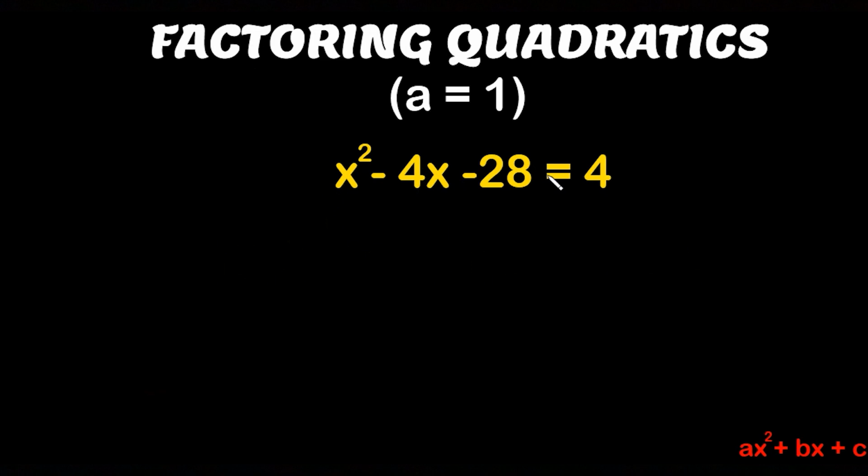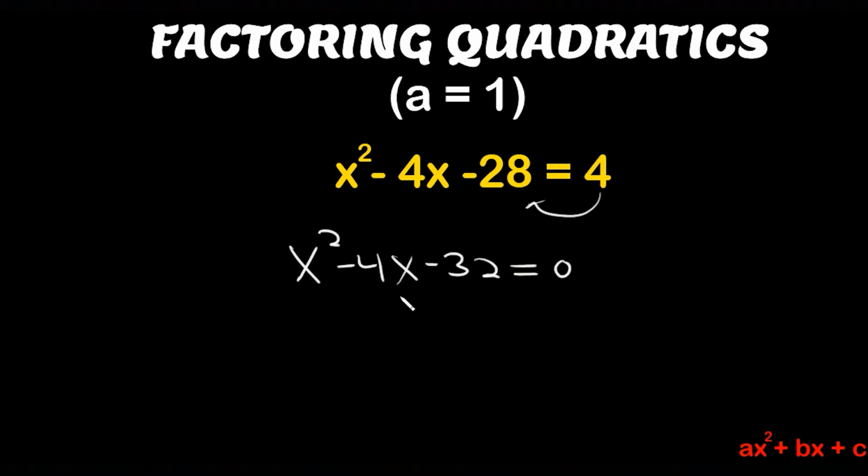Okay, so here's our next example, and I want to make sure it's set equal to 0, and it's not, so I have to take this 4 and move it over. That means I have to minus 4. If I do that, I get x squared minus 4x, and I'm doing -28 minus 4. That's going to give me -32. And again, all equal to 0.